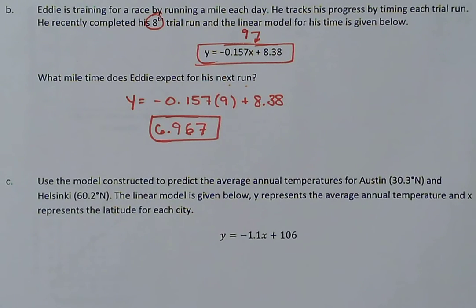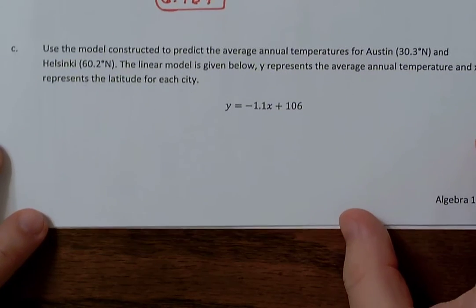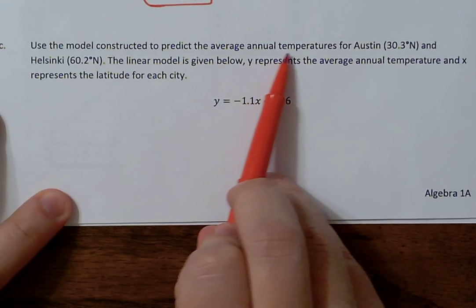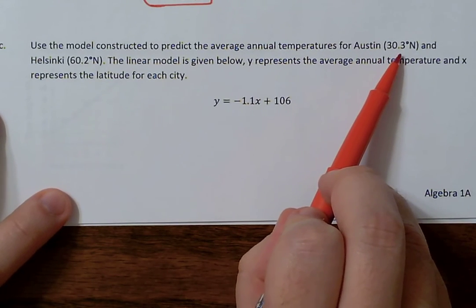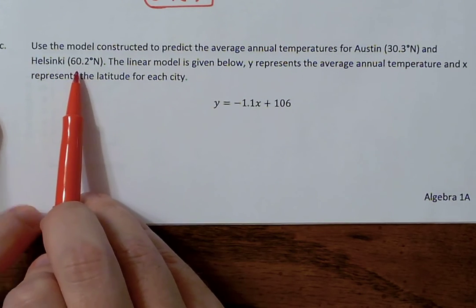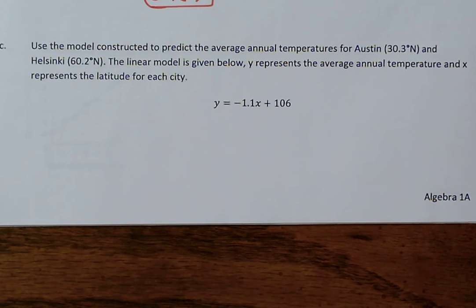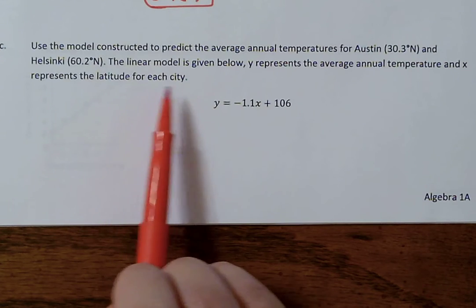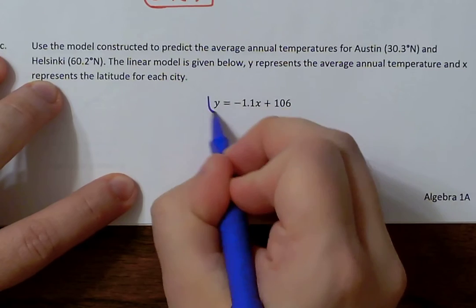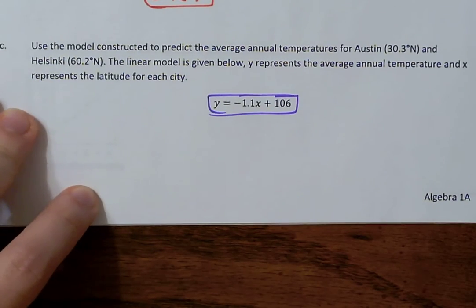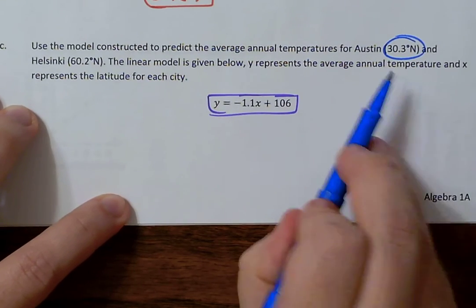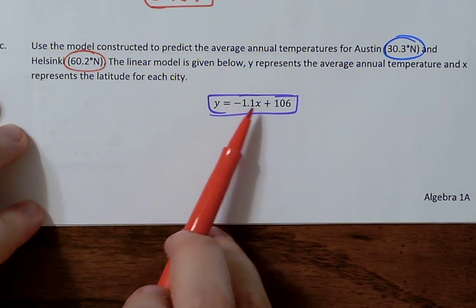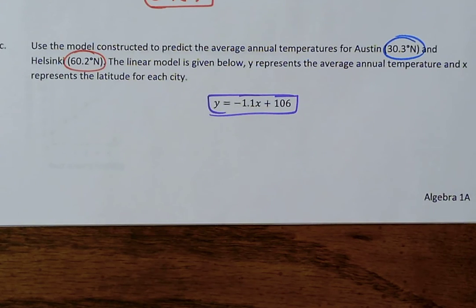All right, for the last one, part C, it talks about using the model constructed for this one. We need to use the model constructed to predict the average annual temperatures for Austin, Texas, which is at 30.3 degrees north, and Helsinki at 60.2 degrees north. The linear model is given below. Y represents the average annual temperature, and X represents the latitude for each city. So we need to take this equation and plug in 30.3 to figure out what the temperature should be for Austin, and take 60.2 and plug that in for x to figure out Helsinki. So we have to do this twice.